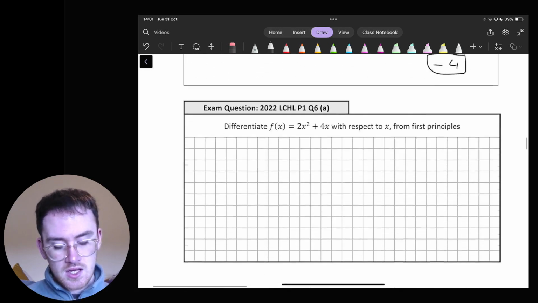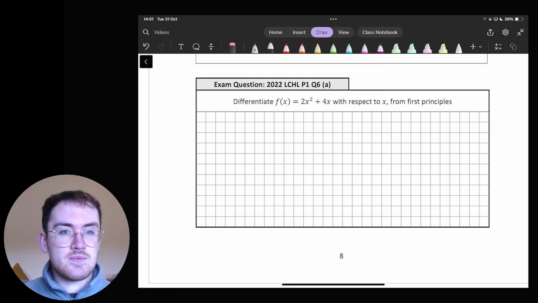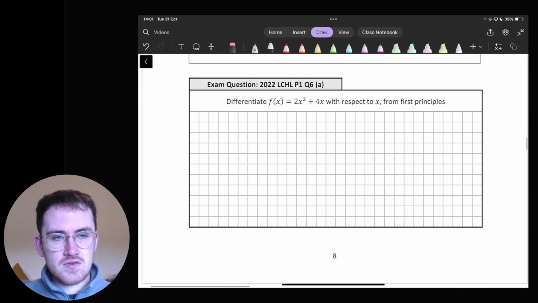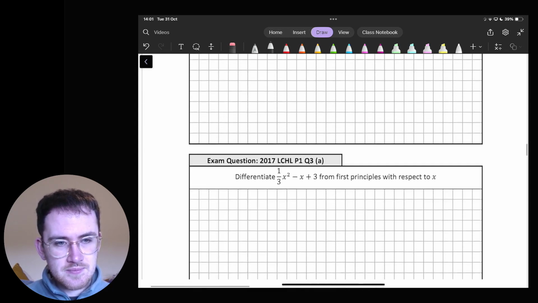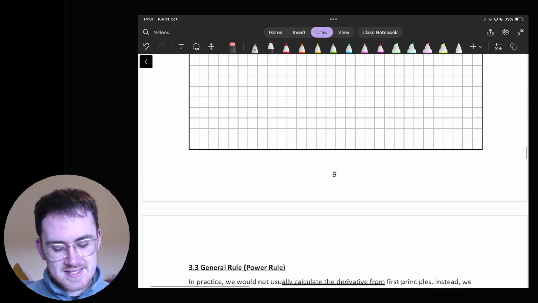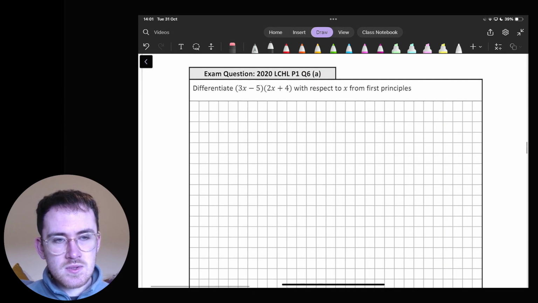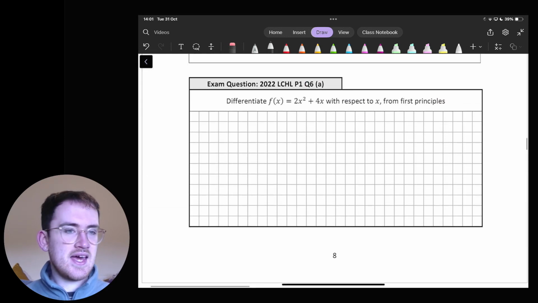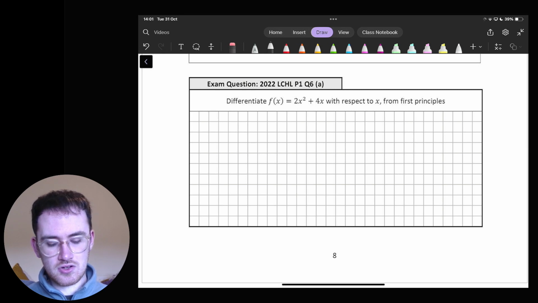Okay, so first principles has come up a few times. I've put a few examples into the notes, or into your questions, for you. So we have an example from 2022, an example from 2020, and an exam question from 2017 also. So we have 3 exam questions for you to practice with. We probably want to do all 3, because again it ends up being the same processes and the same ideas each time that you're following through.